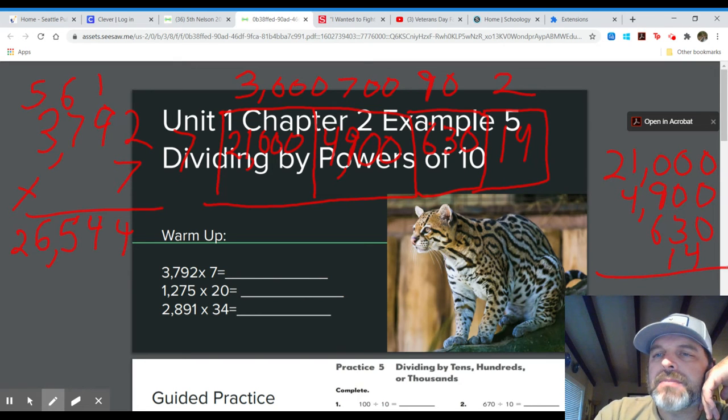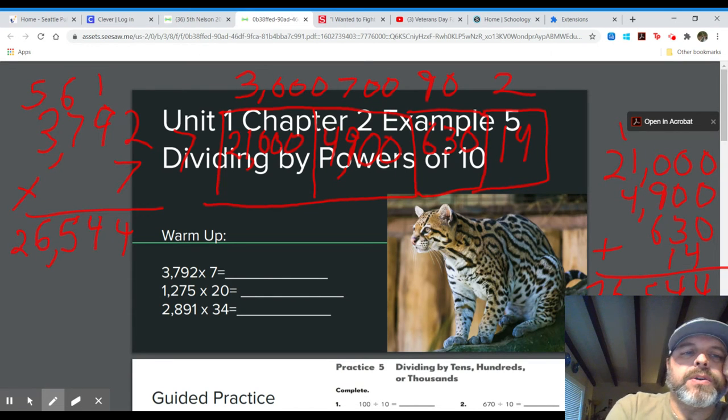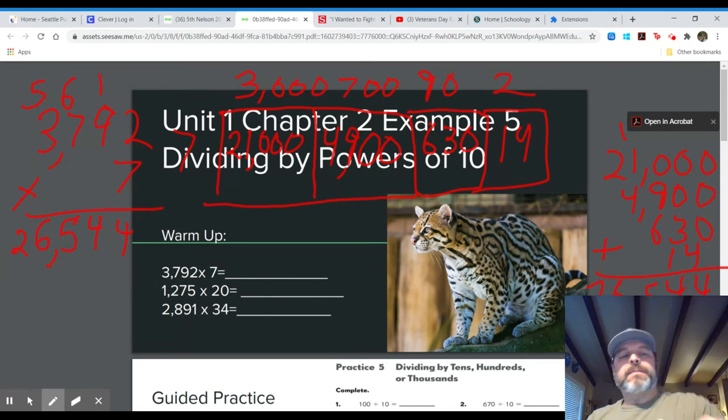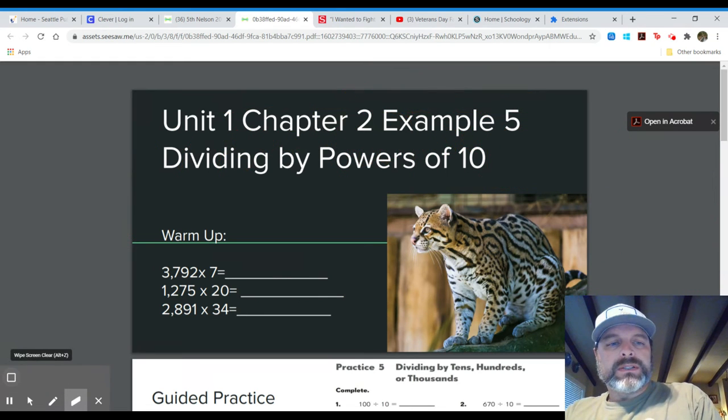So if we add them all up, it's going to be 4. Okay, 9 plus 6 is 15. Carry the 1. 4, 5, 6. We got 6. And the last one is 2. Oh, look, the same number, 26,544. That's what I got on both sides. Okay, all right, so I'm going to erase that.